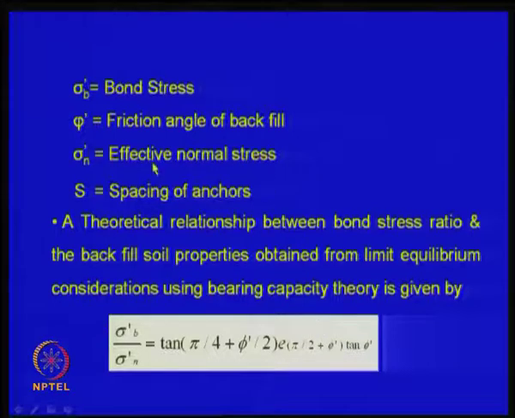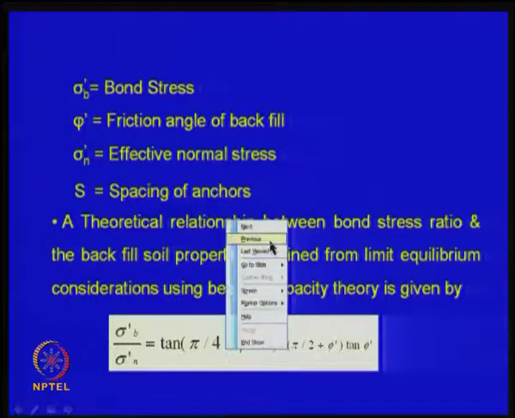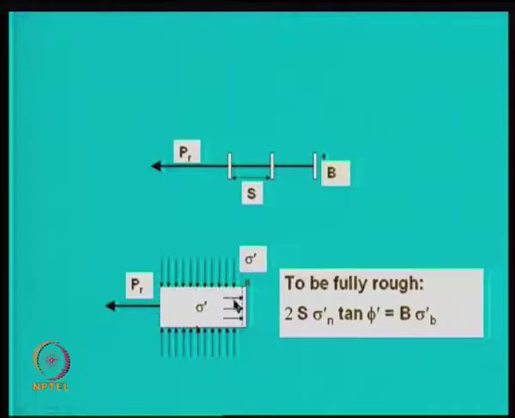We also have a theoretical expression which is quite useful. A theoretical relationship exists between bond stress ratio and the backfill soil properties, obtained from limit equilibrium considerations using bearing capacity theory. Sigma dash b by sigma dash n is a simple expression that we see from bearing capacity theory. The objective, as I just mentioned in the previous slide, is to calculate the bearing resistance.